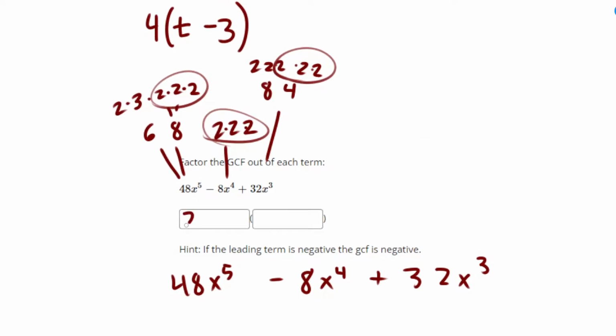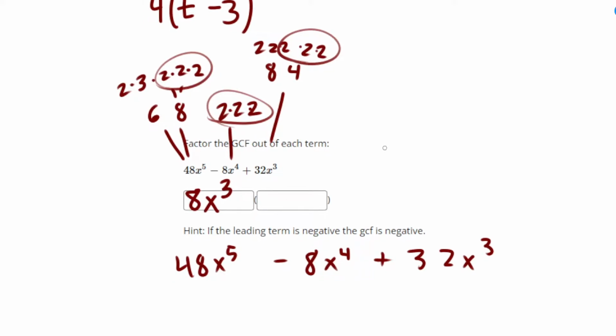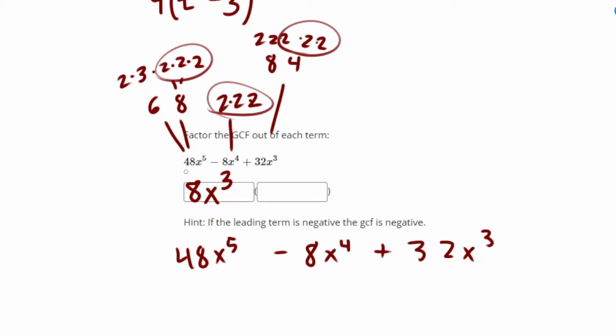So we can take out a 2 to the 3rd, but we want to simplify that to 8x to the 3rd. So that's our GCF. And then what happens when we divide 48x to the 5th by 8x to the 3rd? That's going to give you 6x squared. What happens if you divide negative 8x to the 4th by 8x cubed? That's going to give you negative 1x, or just negative x.